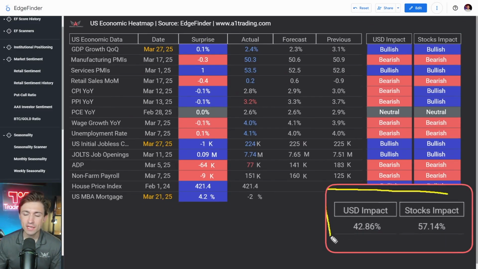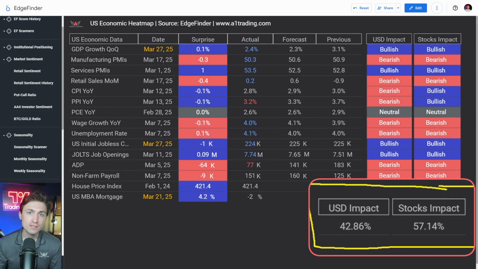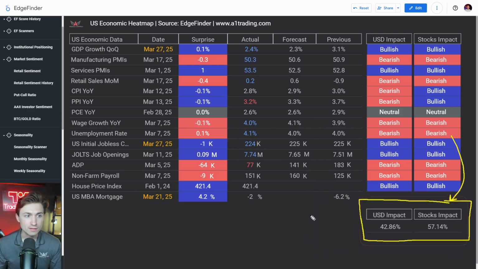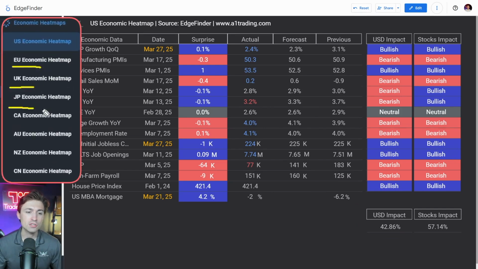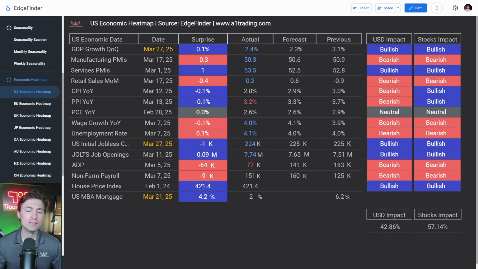Finally, the summarized table at the bottom here shows you the US dollar's overall impact from this list of items versus the stock market impact for the US stock market relative to this data list. And don't worry, we don't just have US data. We have the European Union, UK, Japan, Canada, Australia, New Zealand, and we recently even launched Chinese economic data. So if you are somebody trying to keep up with economic data, there is no better platform on the entire internet that I know of that does a better job of keeping it all in one place, keeping it simplified, and most importantly, showing you the impact for all of this data.